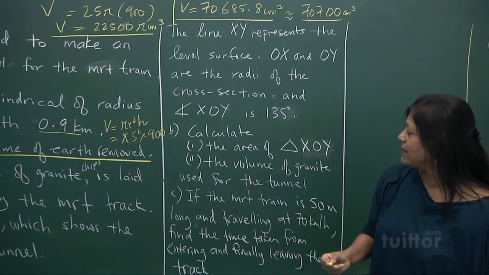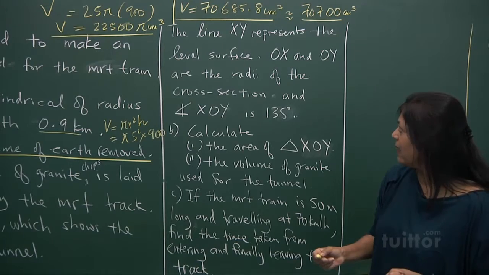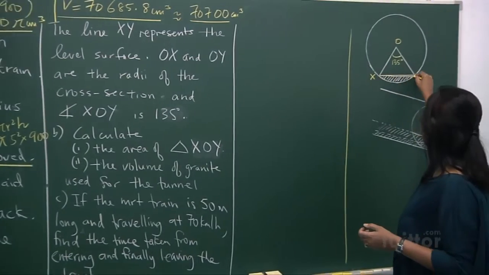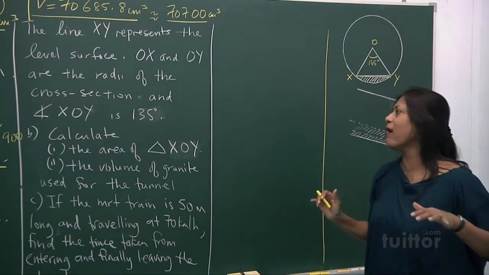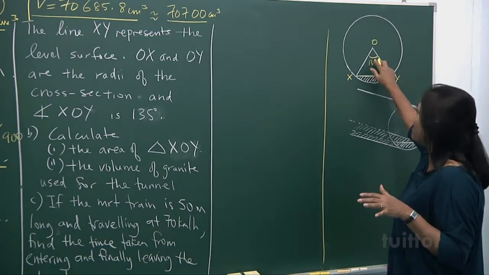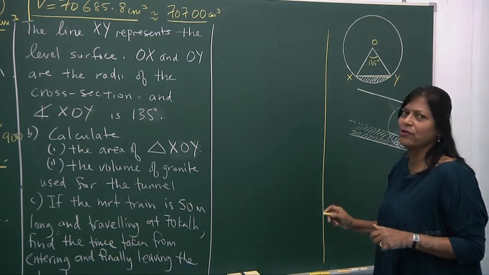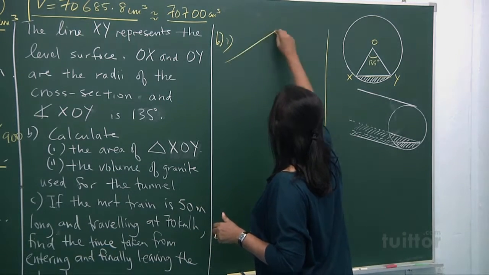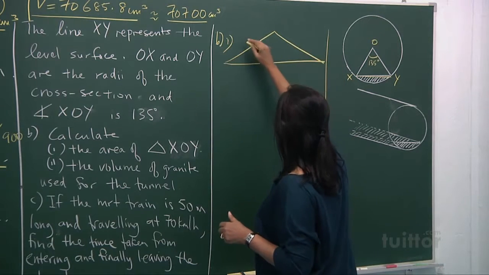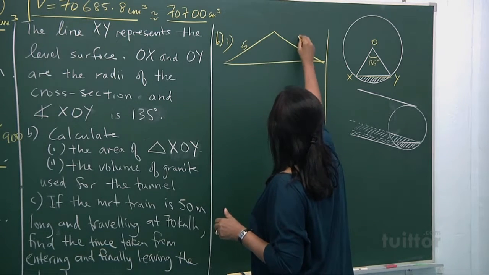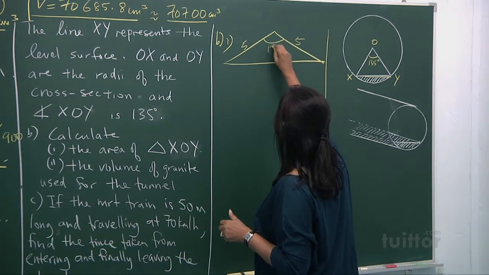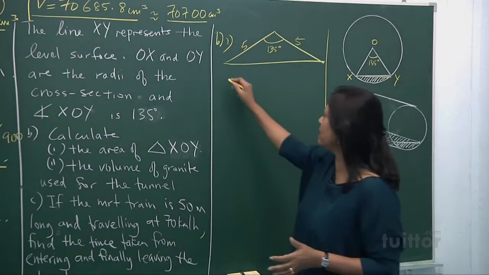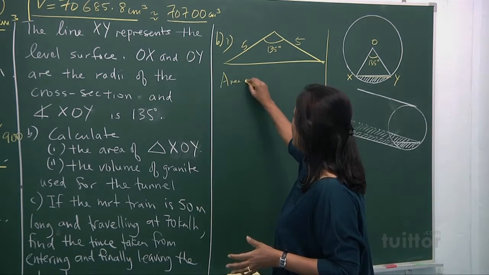Okay? Now, once that part is done, look at it. The line XY represents the base, and the train is running through that track there. And they said this is 135 degrees. They want to find the area of the triangle XOY. Part B, part 1, the triangle XOY. This is 5 meters, 135 degrees. Now the area of a triangle is equal to, formula please, everybody.